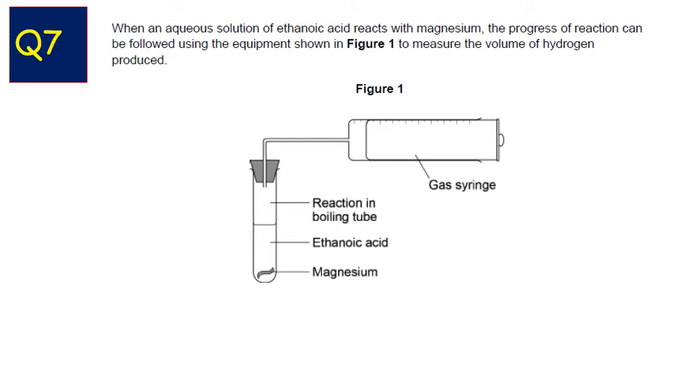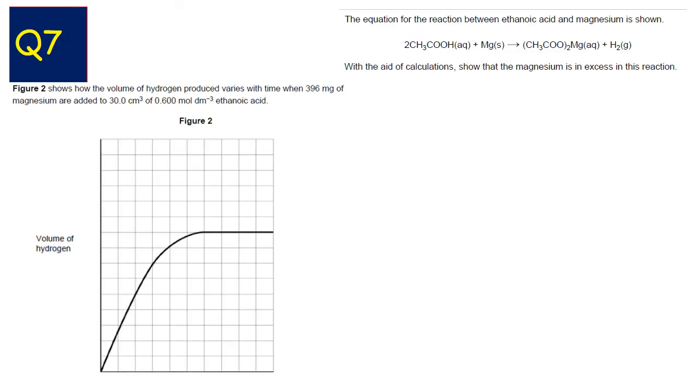So we have a simple reaction set up. We've got some ethanoic acid, also known as vinegar, reacting with some magnesium, and we're measuring the rate of reaction by measuring the volume of the hydrogen produced. So the first question asks you, with the aid of calculation, show that the magnesium is in excess.